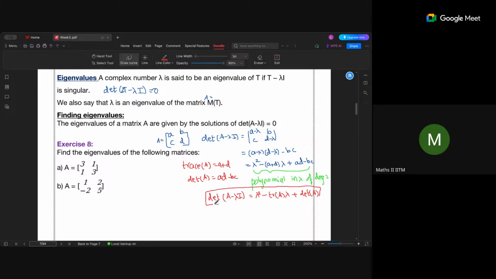It helps you to reduce your time of doing this calculation. Simply compute trace and determinant, then you will get this polynomial. And there is a name for this polynomial, determinant of A minus lambda I. This is called the characteristic polynomial of A.